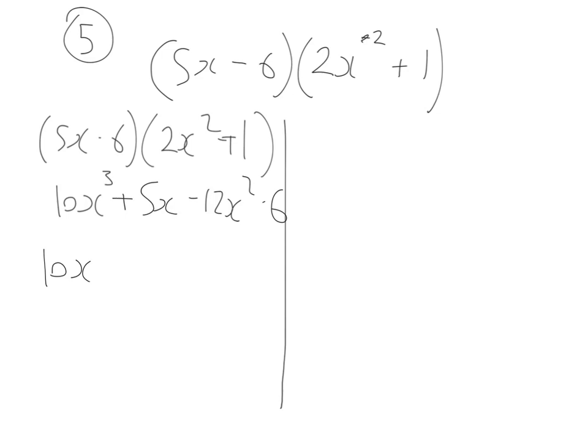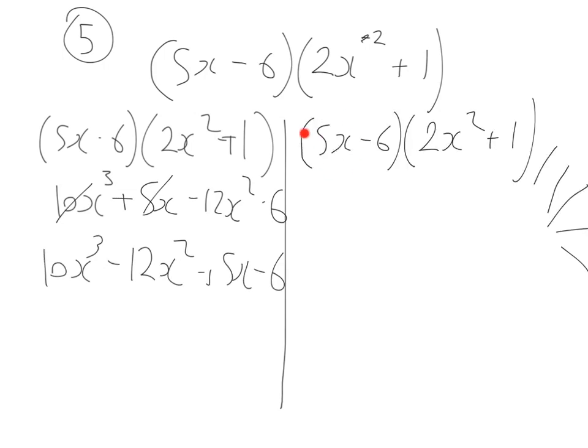It's 10x cubed minus 12x squared plus 5x minus 6. Alternatively, we do first term times the second bracket, second term times the second bracket, and collect together terms. And that would be 5x bracket 2x squared plus 1 minus 6 bracket 2x squared plus 1.